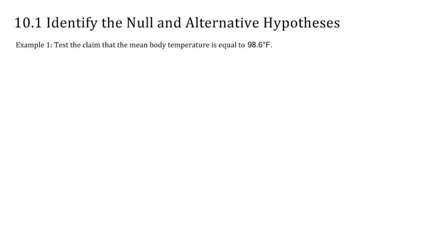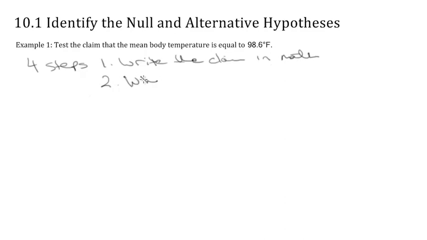So first, this is a four-step process here. Four steps. 1, write the claim in math. Now the second step, some people think, why are we doing this? Write the complement of the claim. And we really only need the complement for the tricky cases of the claim.